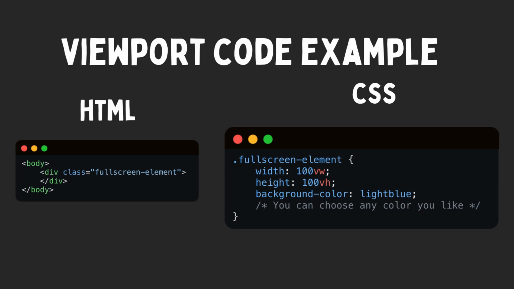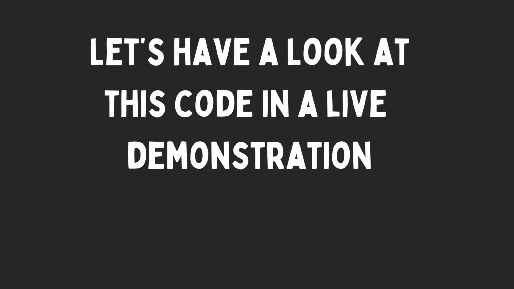By setting both dimensions to 100 VW and 100 VH, the element will fully cover the viewport, regardless of the device size or window dimensions. The example uses a light blue background color for visibility, but you can adjust to any color you would like. Let's have a look at this code in a live demonstration.